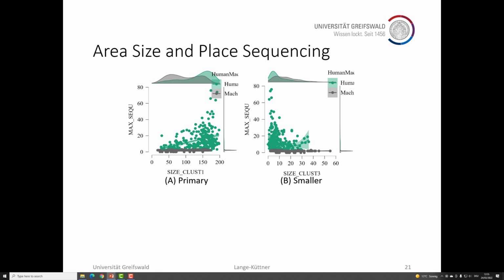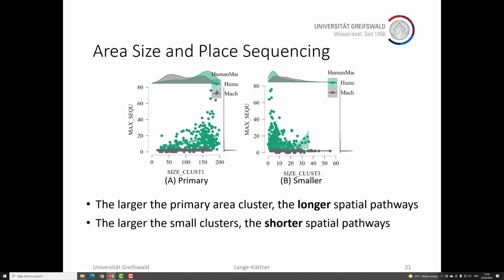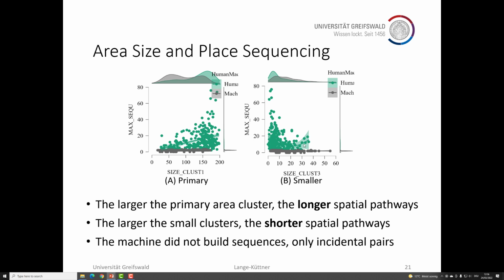Now, this is the visualization of area size and place sequencing, and we find that the larger the primary area cluster, the longer the spatial pathways. And the larger the small clusters, the shorter the spatial pathways. Remember, the machine did not build sequences, only incidental pairs. So we have this floor effect here for the machine.